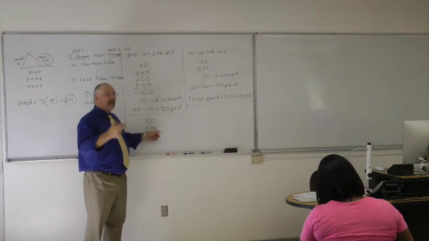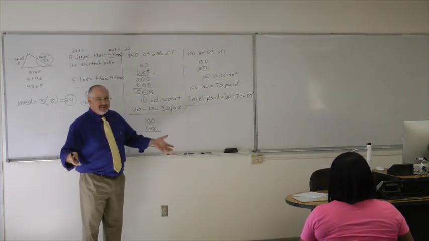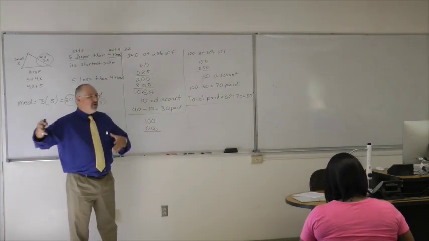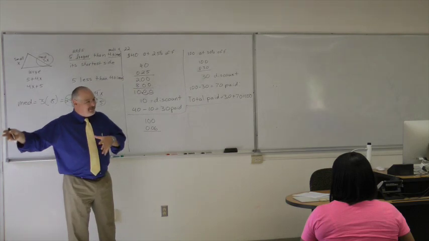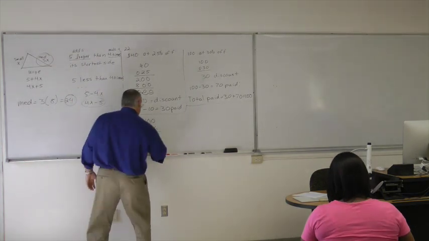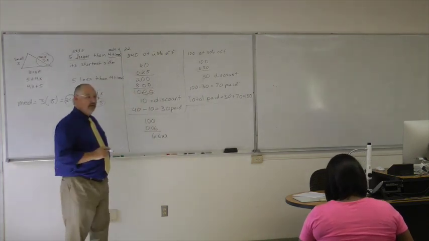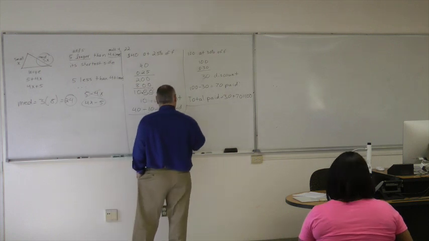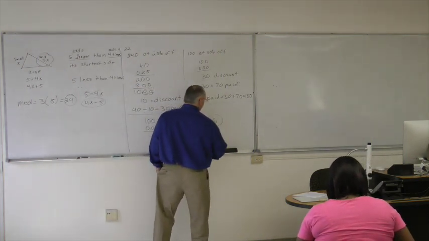So what's 6% of 100 is just 6. 9% of 100 is 9. 43% of 100 is 43. Okay, so the 100 really makes life easier. So this is $6 in tax. So then the real total is 100 plus 6 is $106.